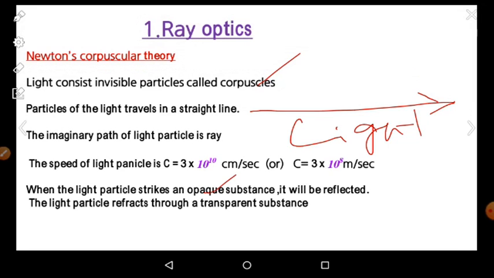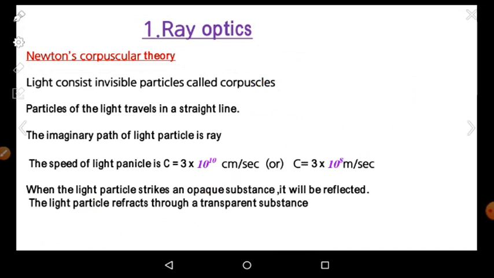So when the light changes its medium, the velocity of the light also changes. It means the velocity of light v in any transparent substance, which is called a medium, is always less than c. It means the velocity of light is maximum in vacuum or air. In any other medium, the velocity of light v is always less than c. This is about the light particles.